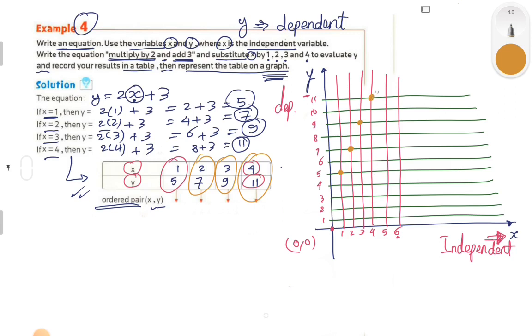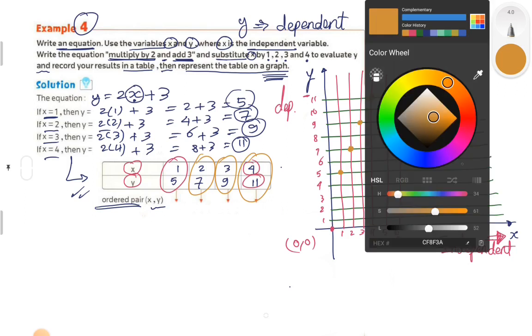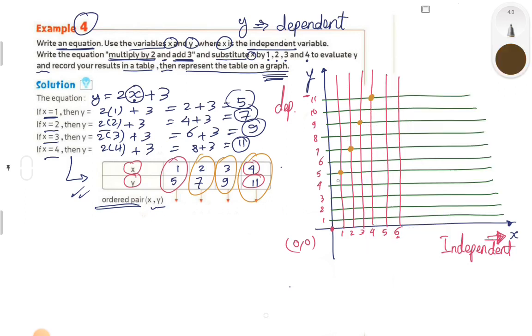Now we have 4 points. The first one is 1 and 5. Next one, 2 and 7. Third one, 3 and 9. Last one, 4 and 11. Now just match these points.